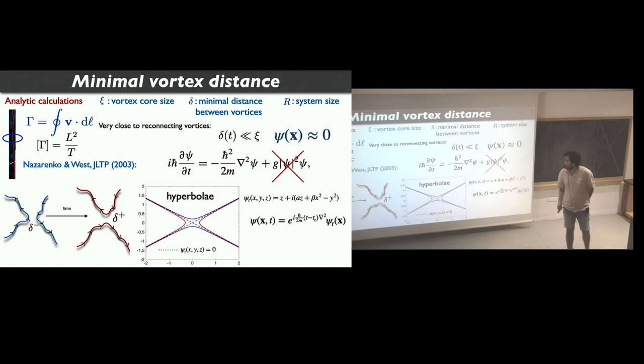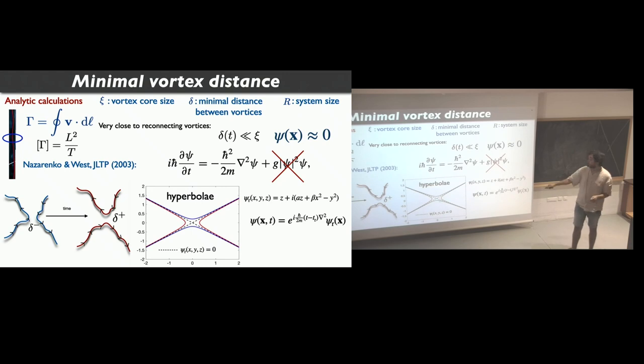On the other hand, when we are very close to reconnection, this is a very nice idea also from Sergey Nazarenko and West. They say, if delta is much smaller than the healing length, so they are really about to reconnect but haven't touched yet, psi is close to zero at that point. So if I take my GP equation, I can neglect nonlinearity. What we know is that typically those vortices approach like a hyperbola. If we neglect the nonlinear term, we have just the linear Schrodinger equation that we all know how to solve. If we take an initial condition like right here, you look for the zeros of this equation, it's just a degenerate hyperbola.